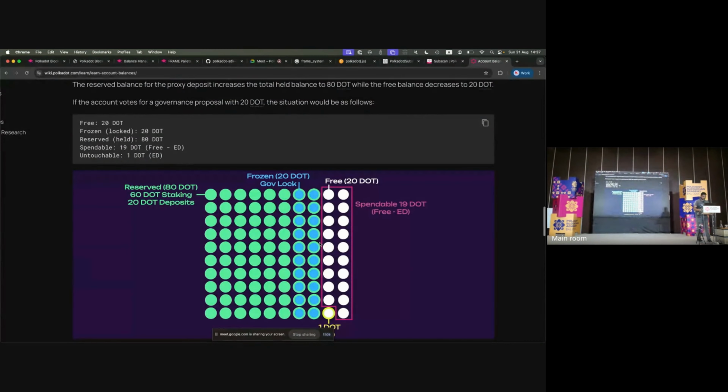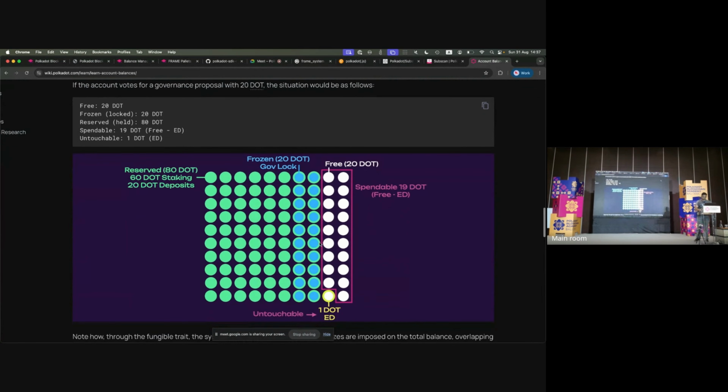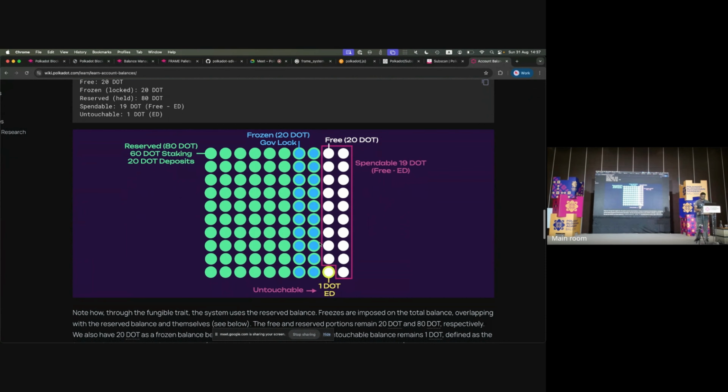Okay. Next, we did 20 DOT of voting. This is interesting, and probably useful to know. So 80 DOT were reserved, and 20 DOT is frozen. But the 20 DOT is still free, because this frozen 20 DOT overlaps with the held balance.